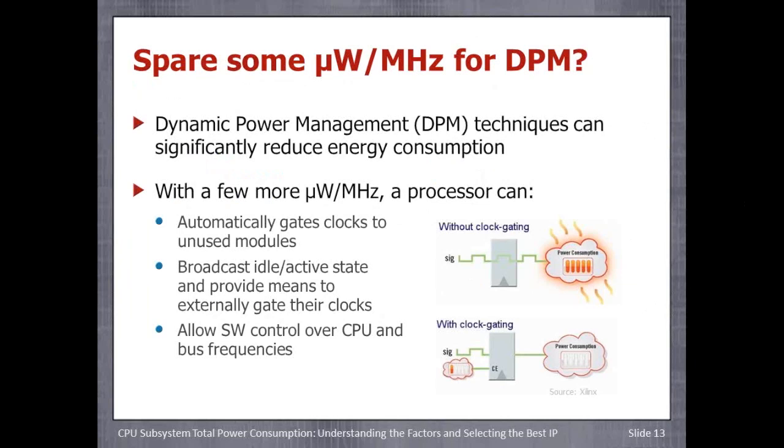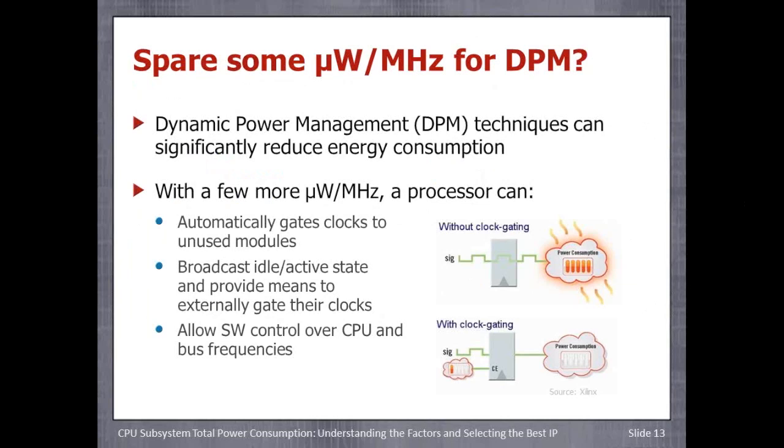Processors with a few more milliwatts per megahertz can automatically gate clocks to unused modules. So let's say they would gate the clock of the floating point unit when it is not used, or broadcast the idle or active state of their major units and provide means to externally gate their clocks. And some processors would even allow software control over the CPU and the bus's frequencies so that you can adjust the clock frequency to, let's say, the battery level or the processing requirements of the application.